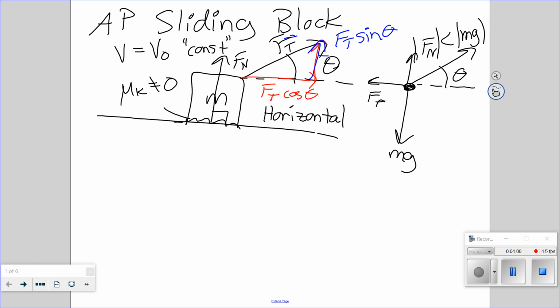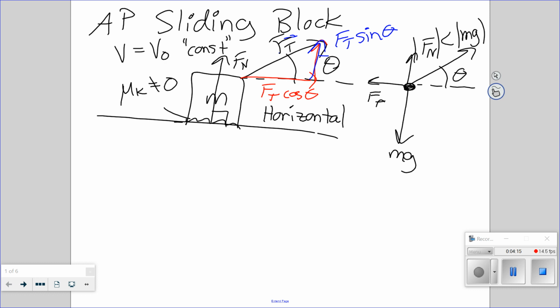It never exerts any more force than that because it's a pressure equilibrium. So if some of the weight is being lifted by the tension at the angle there, then we don't have normal force equal to mg.